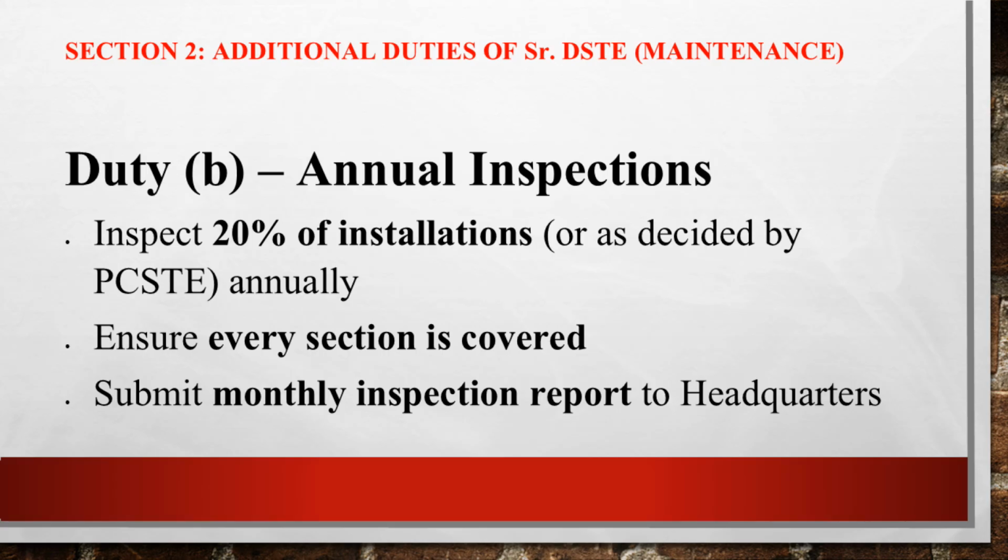Annual inspections. The Senior DSTE must personally inspect at least 20% of installations every year, or any other percentage decided by the CSTE. All sections under his jurisdiction must be covered. A monthly report of inspections conducted must be submitted to the headquarters office.